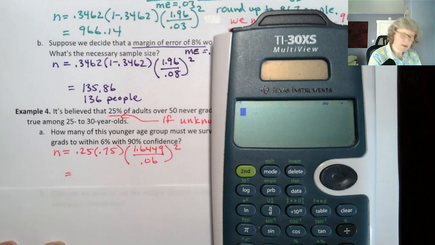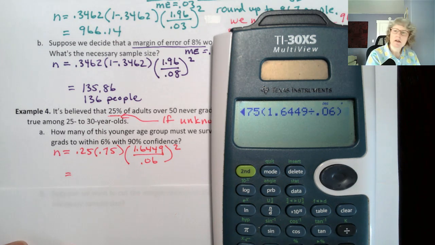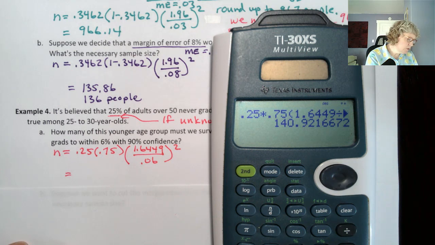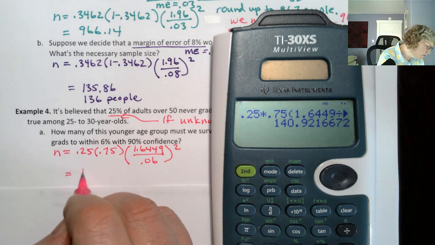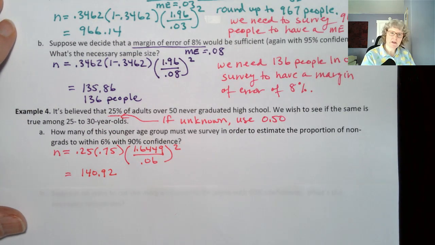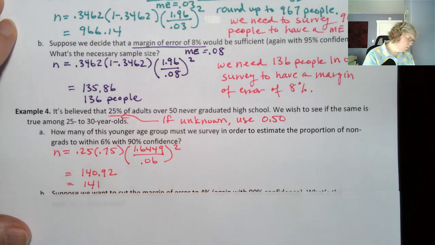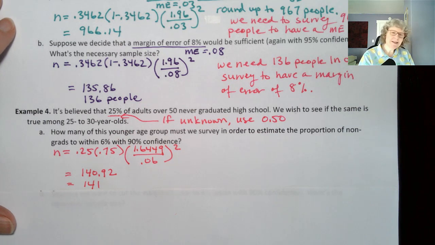Okay, let's plug this in. 0.25 times 0.75, parentheses, 1.6449 divided by 0.06, close parenthesis, square. Okay, comes out to 140.92. Okay, now it's clear we would round that up either way, but it's going to be 141.